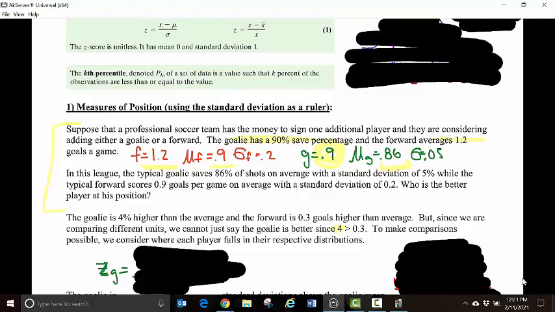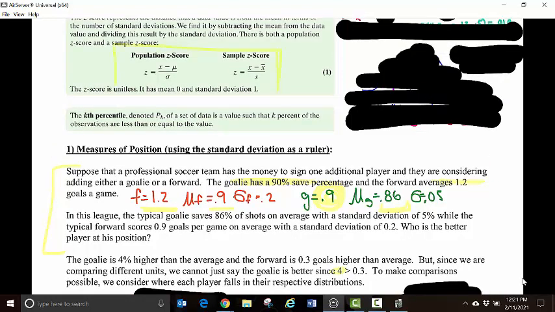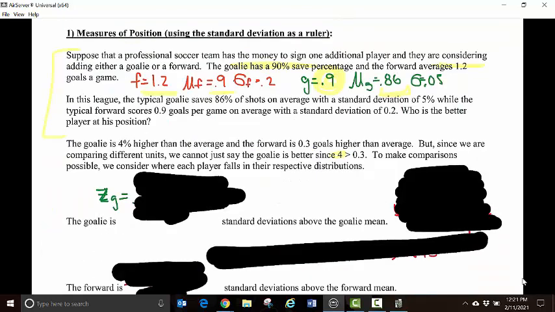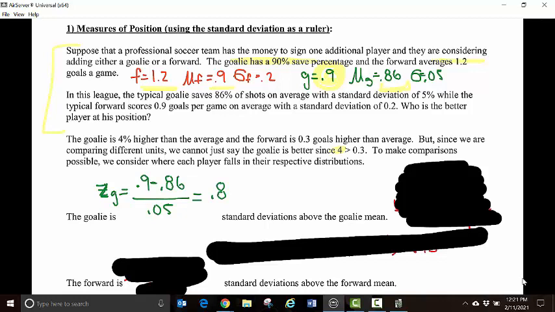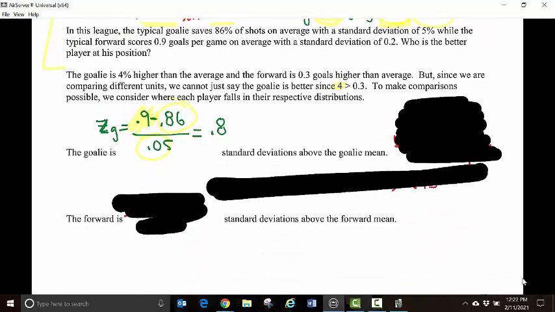So we're going to use our z-scores, which we used last semester. For the goalie, okay, we take what he gets minus the average goalie, so how off is he from the average goalie, divided by the standard deviation. And then for the forward, we do the same thing.